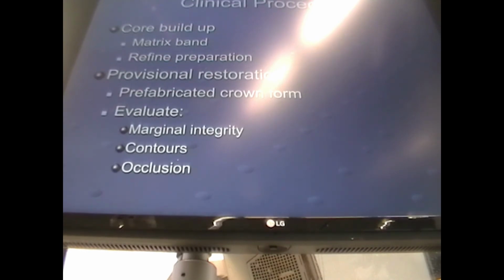Clinical procedure for the core buildup. You're going to place a matrix. You're going to do a big buildup. Then you're going to prep it down into hopefully an ideal crown prep. So you tend to overbuild the core buildup and then prep it down to an ideal prep, much like you prep natural tooth structure. You would then fabricate a provisional and evaluate margin integrity, the contours, and the location.